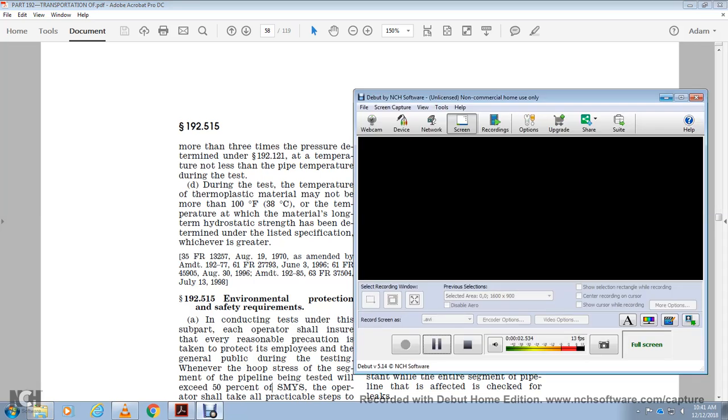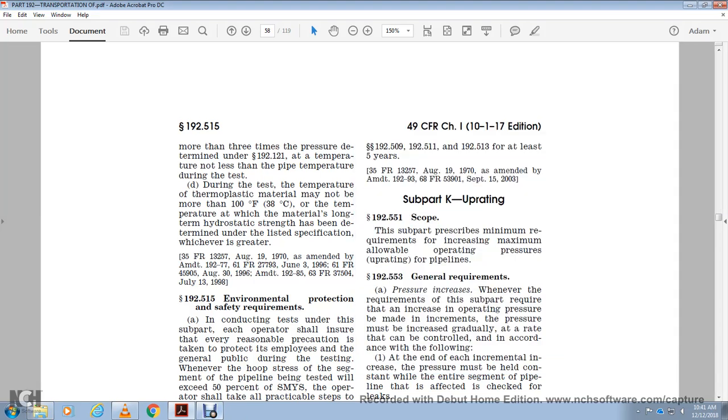Alright, part 192, Subpart K, Section 192.551, scope of the subpart: this subpart prescribes minimum requirements for increasing the maximum allowable operating pressure of pipelines. 192.553, general requirements, pressure increase.